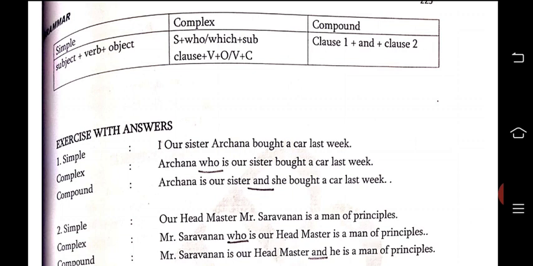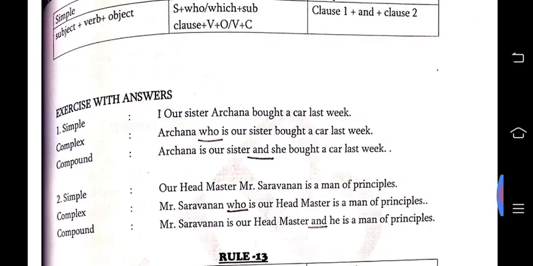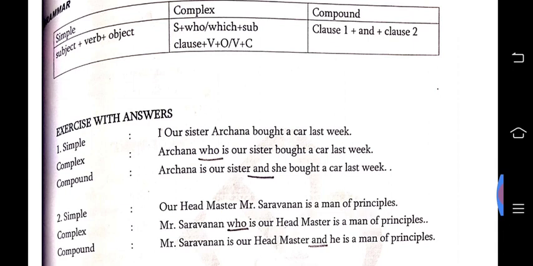I already informed you, for writing the main clause you should have subject, verb and object. This type of sentence does not carry a phrase; straight away comes the main clause. So that's what we have written: our sister Archana bought a car last week. If you want to convert the simple sentence into a complex sentence, we should have the subordinate conjunction, subject and then sequence, and according to that we write.